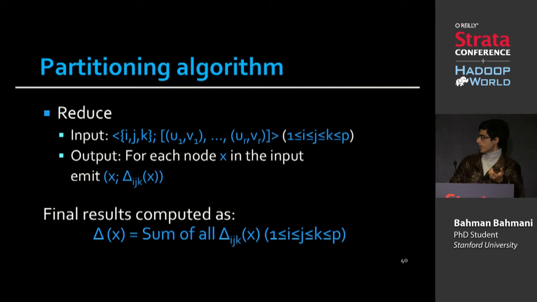And then what the reducer receives is that for any subgraph corresponding to I, J, and K, it is going to receive all of the edges in that subgraph. So it's going to just receive that subgraph essentially. Okay, and what it does is it just solves a problem on that subgraph.